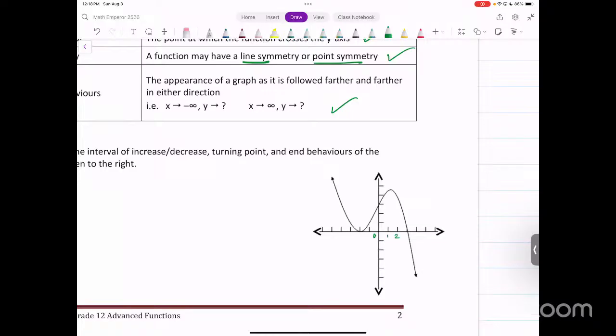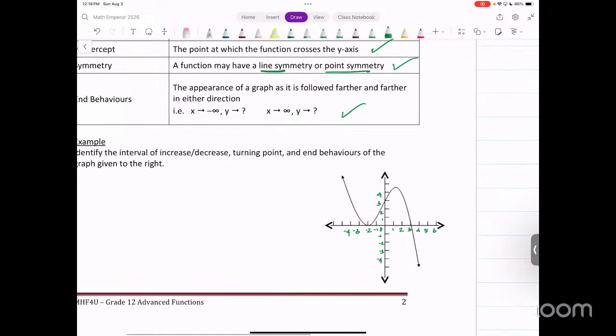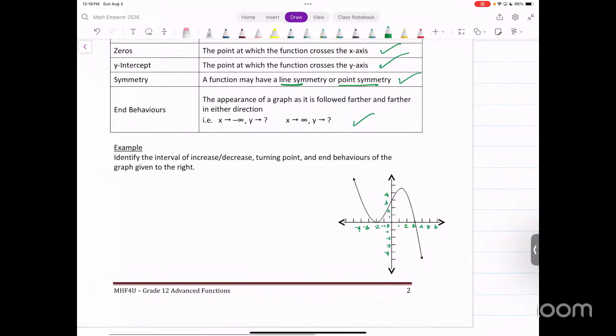I'm going to mark these values for you to visualize: -1, -2, -3, 1, 2, 3, 4, and -1, -2, -3, -4. Can you complete all the information based on the graph? You're going to write all of them in set notation: increasing interval, decreasing interval, turning point, and end behavior.